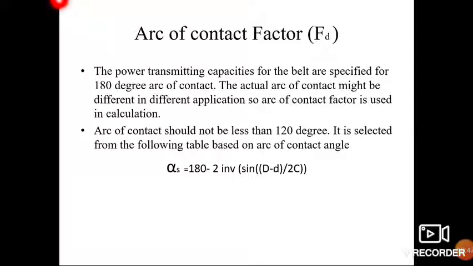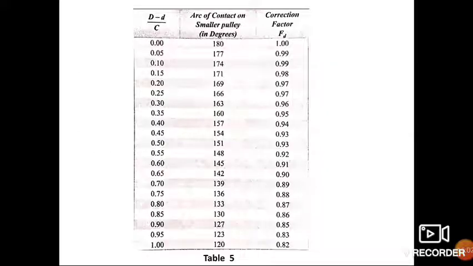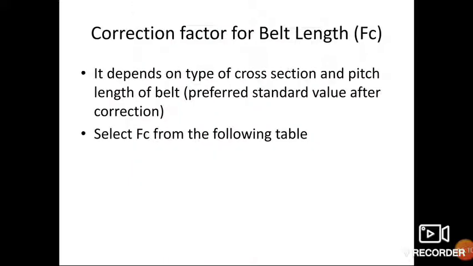Okay, so generally the angle of wrap should not be less than 120 degrees for this belt, that is the V belt. For the flat belt it should not be less than 150 degrees. Then next, when you have those values you can find out the Fc, that is, when you know the angle you can find out the correction factor. And the last thing is the correction factor for the belt length.